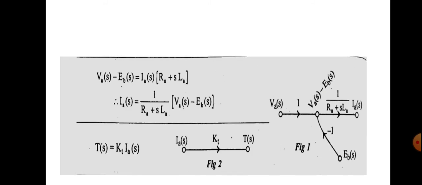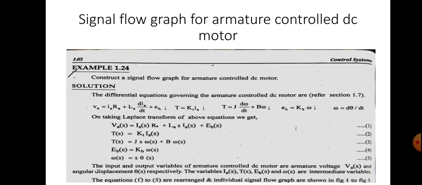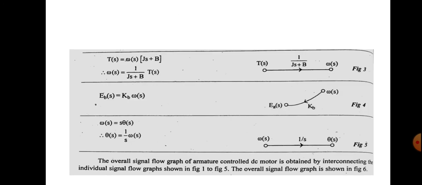Next we will consider the fifth equation. What is the fifth equation? That is omega(s) = s × theta(s). We know that theta(s) is the output. We can take s to the omega(s) side, so we will get theta(s) = 1/s × omega(s). That means whenever omega(s) is multiplied by 1/s, we will get the output of the original system, that is theta(s). So it can be shown by two nodes and its gain is 1/s.